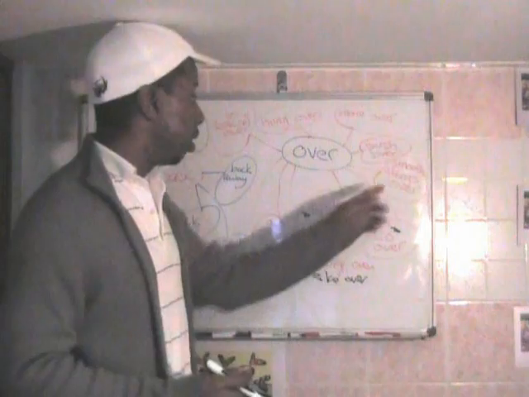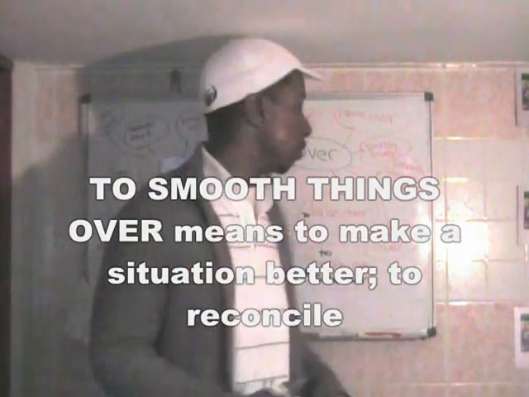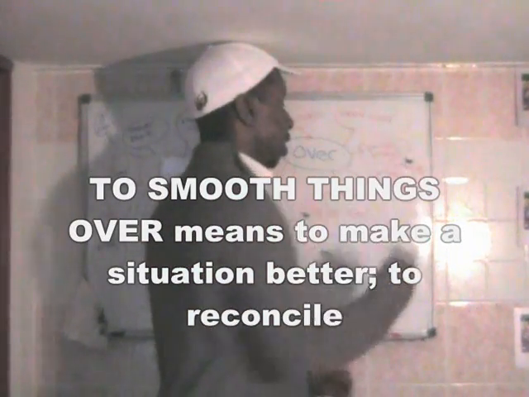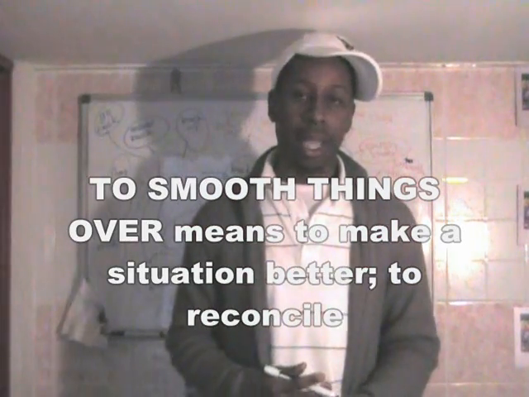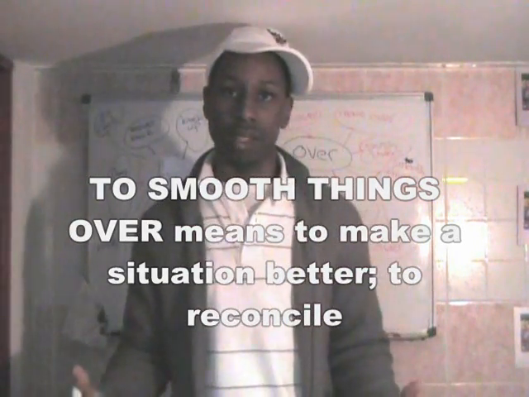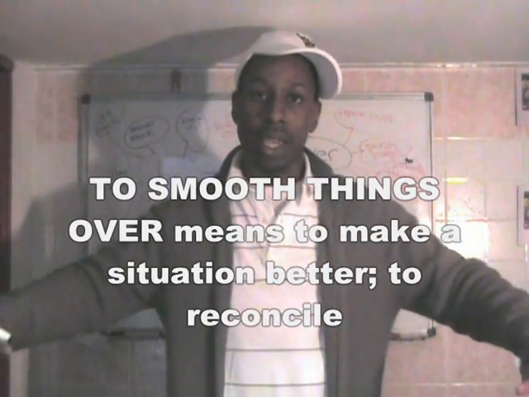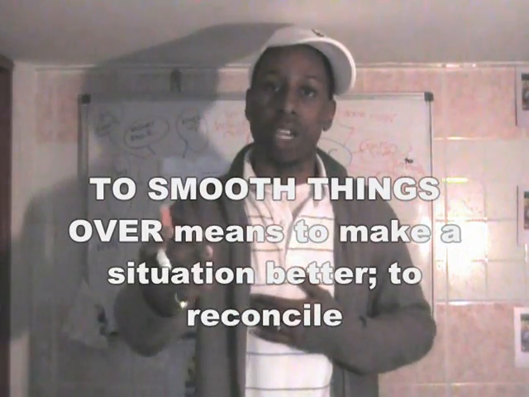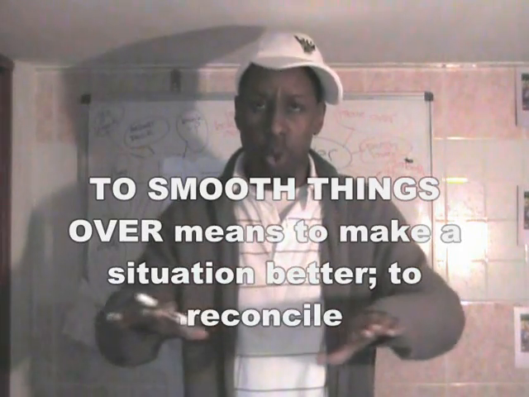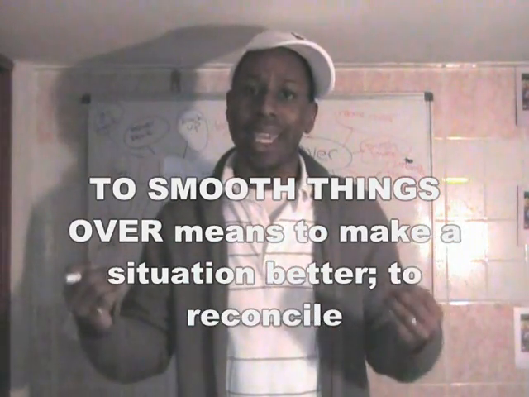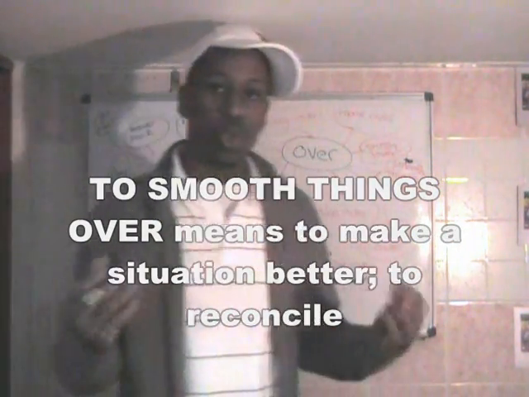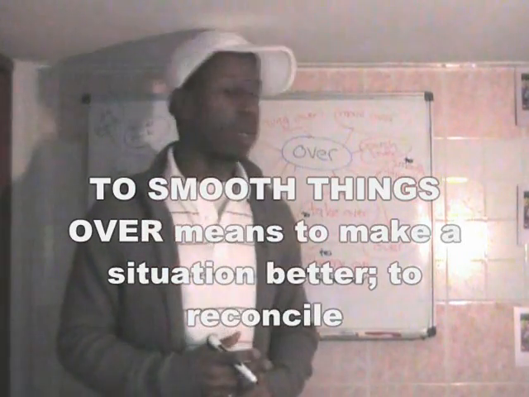Okay? To smooth things over. That basically means to reconcile, to make sure that everything is okay. So if I say I'm sorry, I'm trying to smooth things over, trying to make things better. So to reconcile, to smooth things over.